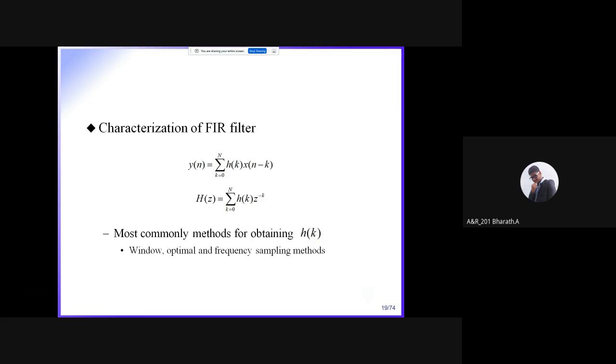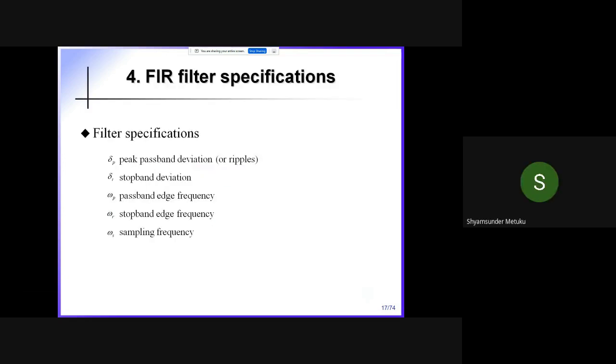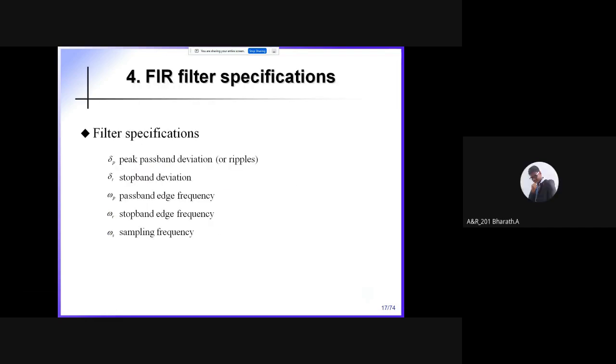Can you show the previous image? Any doubts in this? Can you show the specs also, sir? Total 5 points, no? Yeah, 5 points. Just sampling frequency is capital T actually. Here omega s is not mentioned, but omega s will give you the capital T. Pi by capital T is given, no? Here delta P, delta R, omega P, omega R. Omega s is not shown, isn't it? Yes, sir. Omega s is not given.